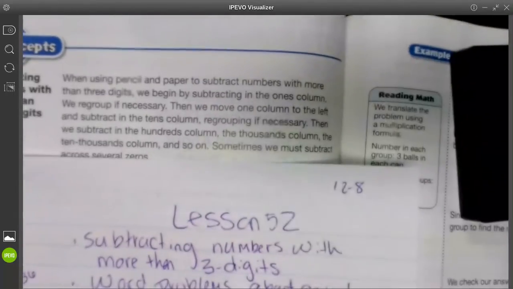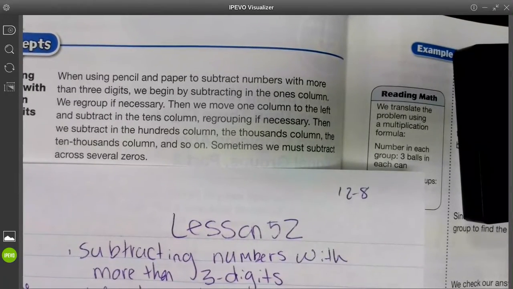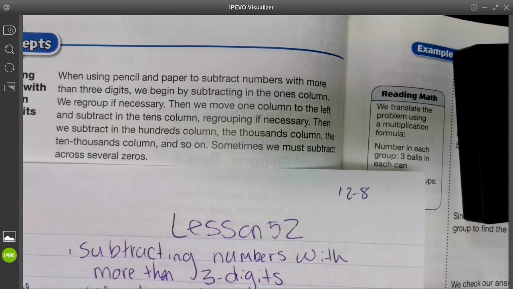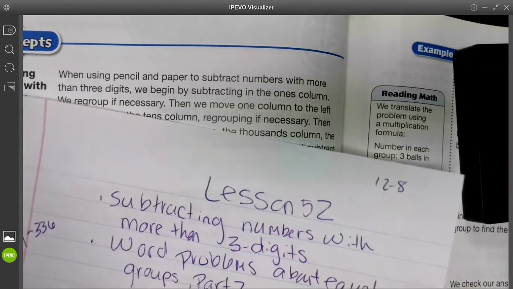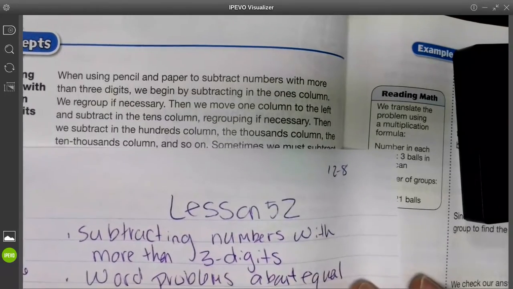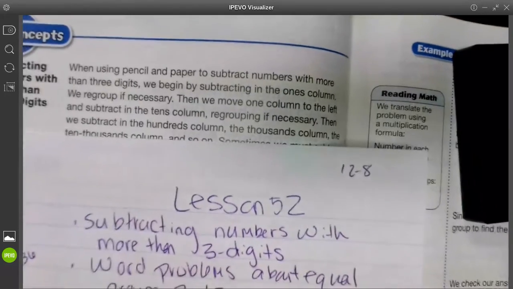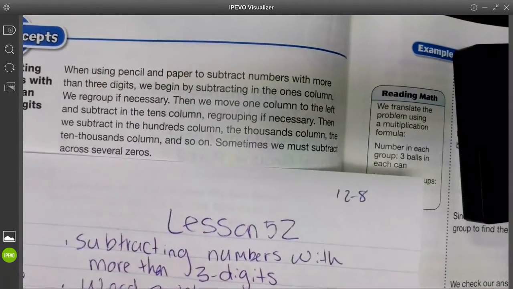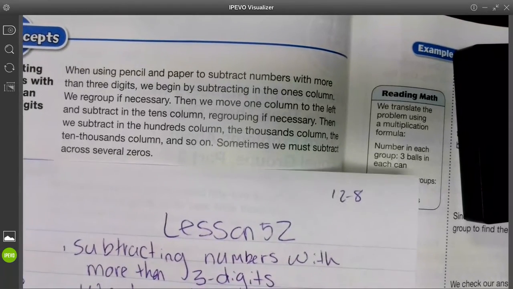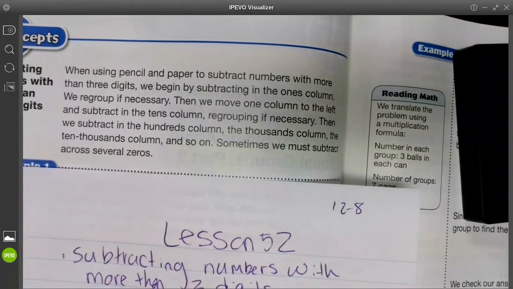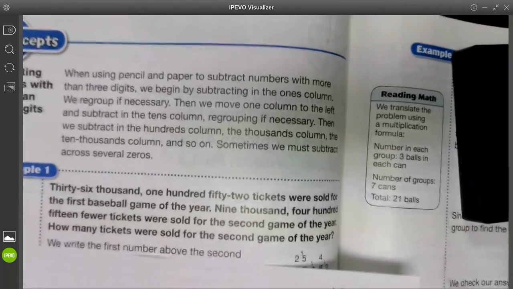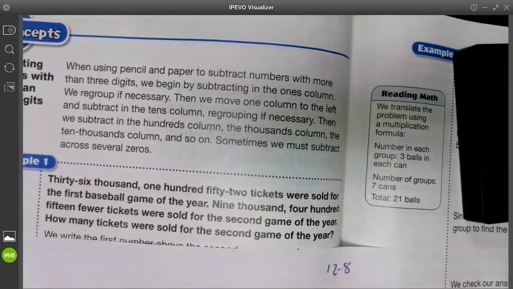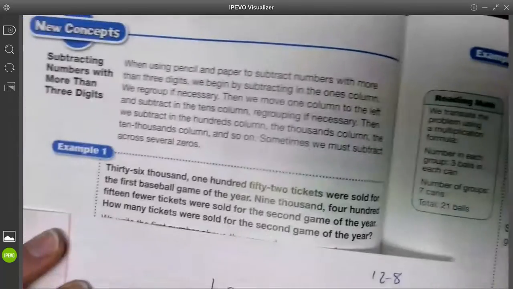All right, so when we just solve subtract a number regularly with more than 3 digits, we begin by subtracting in the ones column, regrouping if necessary, which is also another way to say borrowing. Okay, then we move one column to the left, subtracting the tens, again regrouping, then the hundreds, then the thousands, and the 10,000s, etc. Keep going. Sometimes we must subtract across several zeros or borrow across several zeros. All right, so we're going to do some practice problems.